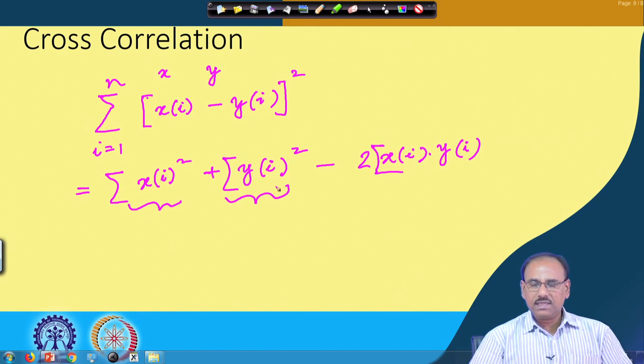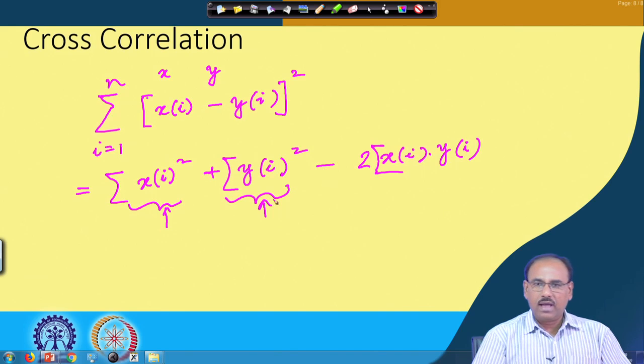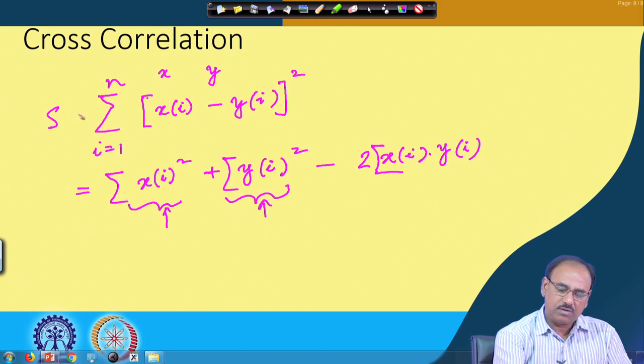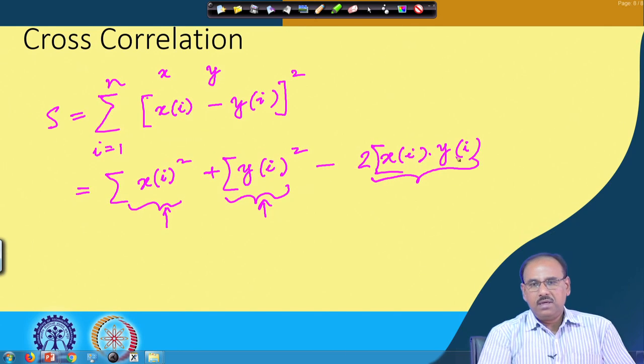And if the two signals x and y are very similar, then the sum of squared error has to be low. So, if the sum of squared error has to be low, and given that the sums of x_i squared and y_i squared are fixed, then for smaller values of the sum of squared error, let me call it s, I must have the sum of x_i into y_i be very large.